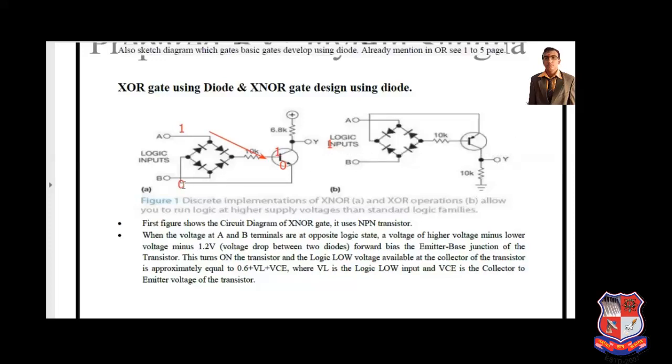Again repeat, here 0 volt. So here 0 volt is applied to this diode. And here we also get 0 volt. We cannot get 1 volt here. So here 0 volt is applied. So the output is 1. So see this, two different inputs, so output is 1. So it is known as XOR gate.